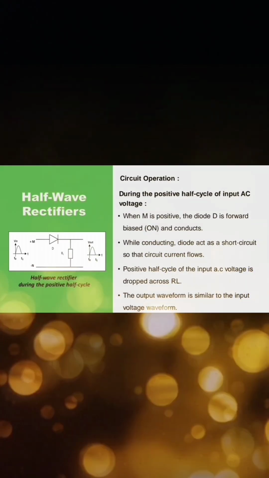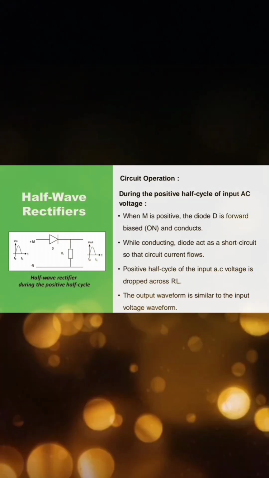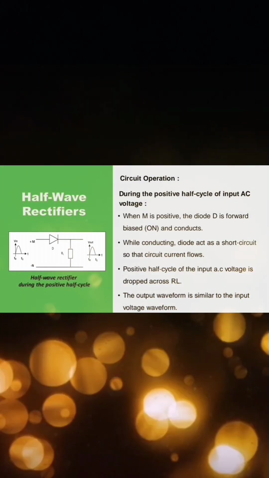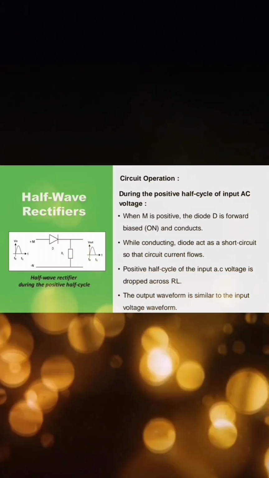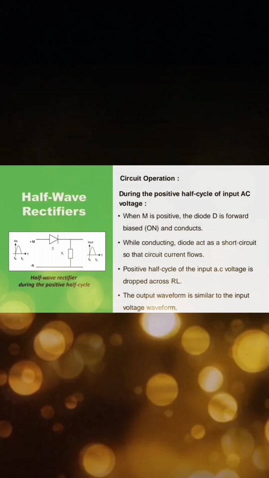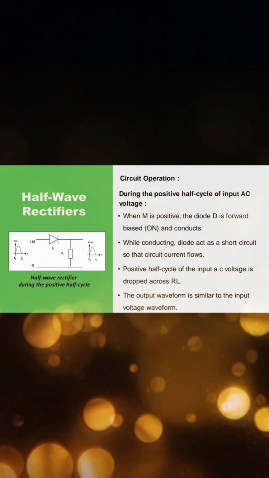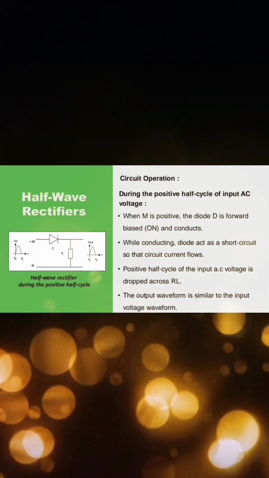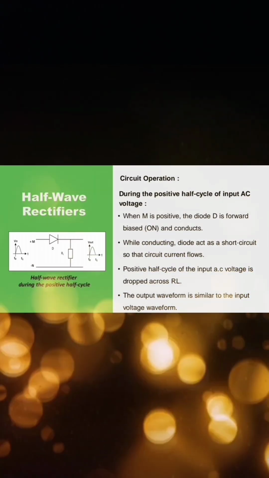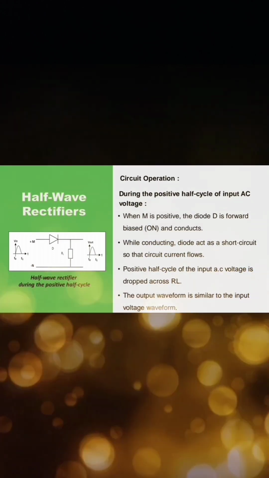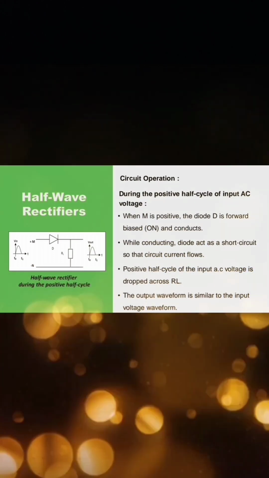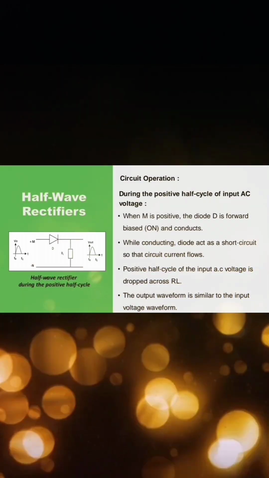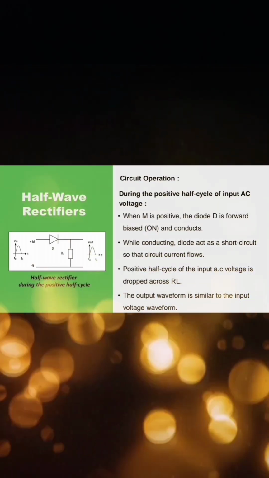Half-wave rectifier during the positive half cycle. During the positive half cycle of input AC voltage, M is positive and the diode D is forward biased and conducts. While conducting, diode acts as a short circuit so that circuit current flows. Positive half cycle of the input AC voltage is dropped across RL. The output waveform is similar to the input voltage waveform.